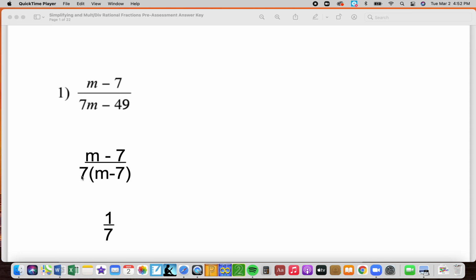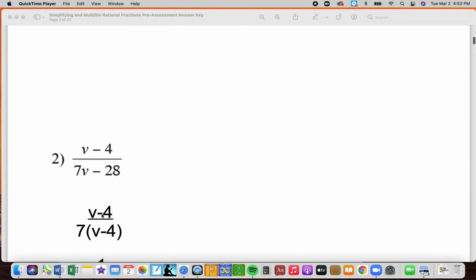So we can factor out a 7 from both of these terms. We factor it out, and we get the quantity of n minus 7. And so once we have identical binomials, we can cancel them because this binomial is multiplying this number 7. So that cancels, and when we cancel, remember we get 1, not 0. So they don't cancel away, they just cancel to create a 1. So that's why our answer for number 1 will be 1/7.